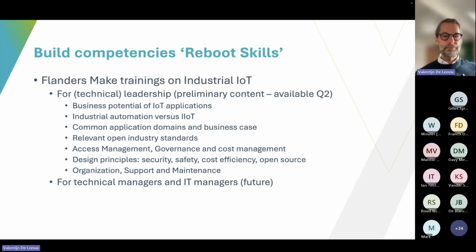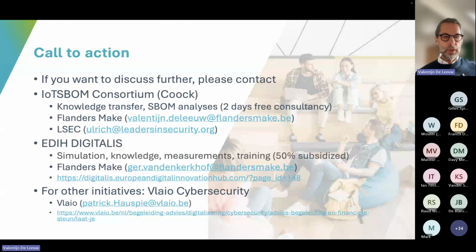and implementation. We're also working on a 2-day course for technical and general leadership, where we explain more about industrial IoT, and in the future, possibly for technical and IT managers. For now, we have two projects that we participate in and that are partially subsidized.